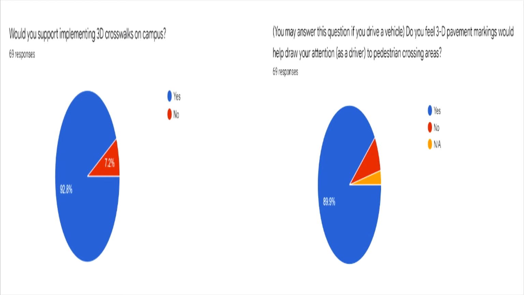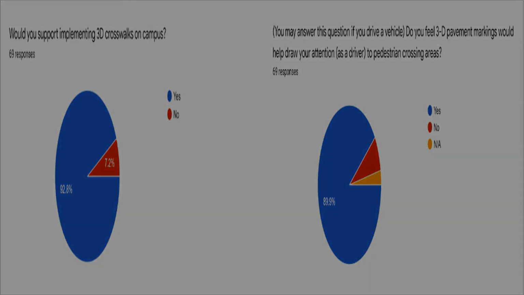So even in these 69 responses, we saw that there was an exceptionally high approval of 3D crosswalks. Approximately 92% of all of the survey takers said they would like to see 3D crosswalks implemented in and around campus, with 89% of those people also saying 3D crosswalks would indeed draw their attention if they were driving over them.